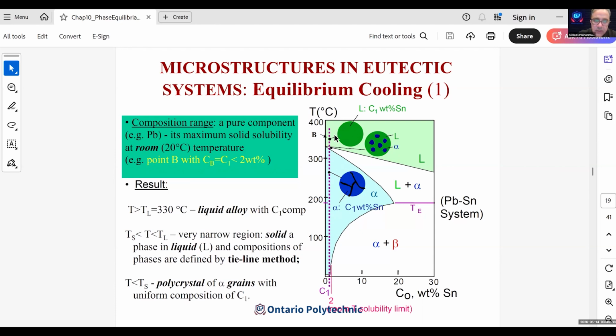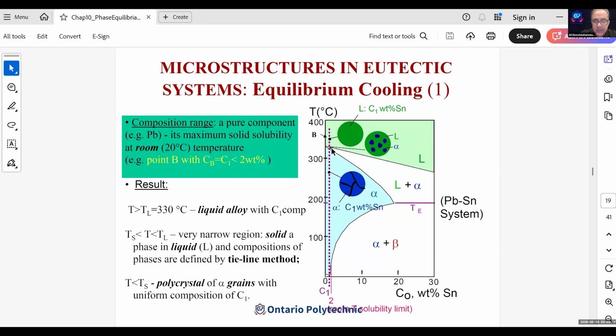Okay, so when the T is greater than 330, yes, more than TL. The temperature is more than TL, means that we have only one phase, which is liquid at this point. Then we are cooling the system. We are moving toward solidification, and we reach this point, which is in the L plus alpha region, and we have two different phases.